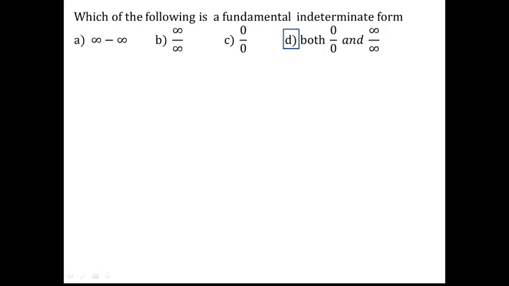Which of the following is a fundamental indeterminate form? Just now I told you that both 0 by 0 and infinity by infinity are fundamental indeterminate forms. What is the reason? Fundamental indeterminate forms are those forms into which the other indeterminate forms can be converted, or those forms where we can apply L'Hospital's rule directly. These are the only forms where we can apply L'Hospital's rule, whereas to other forms we cannot apply it. So these are the fundamental indeterminate forms.